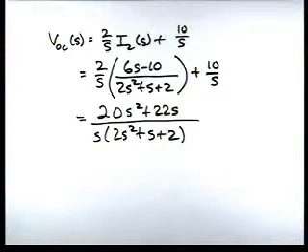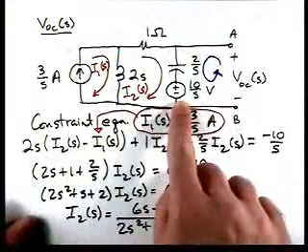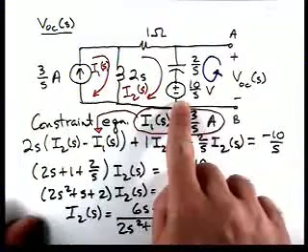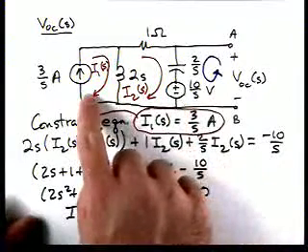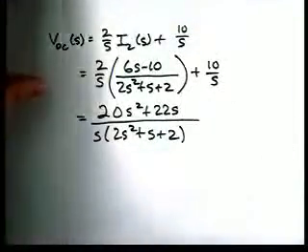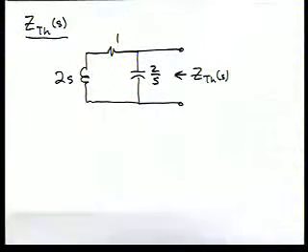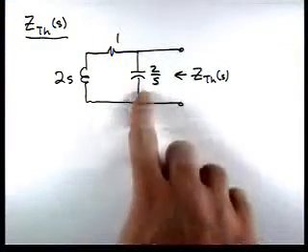Now for Z Thevenin, we don't have any dependent sources, so we can go back to this circuit and turn these two sources to 0. If we turn the voltage source to 0, it becomes a short. We turn the current source to 0, it becomes open, and we find the impedance looking into that circuit. So here's our circuit for calculating Z Thevenin. The current source was over here, we turned it to 0, and the voltage source was here. We turned it to 0.